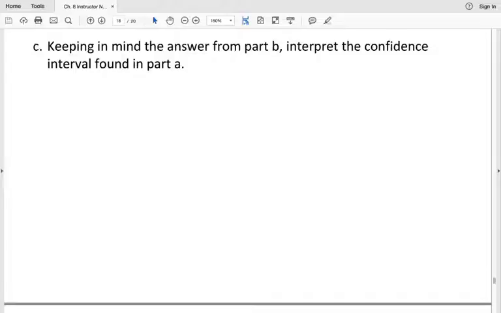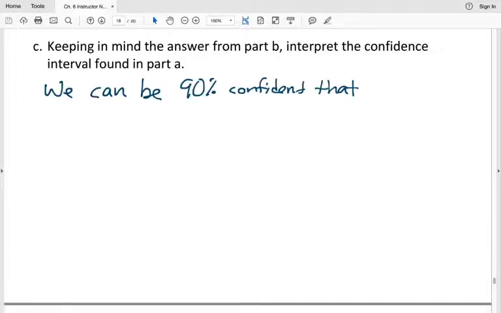Now for part C, we're asked to keep in mind our answer to part B, that this is not representative of all Americans, to interpret the confidence interval. So we're going to say, as usual, we can be 90% confident. Now at this point, I'm looking back up to the problem. I want to be precise. So who was surveyed? What is this based off of?